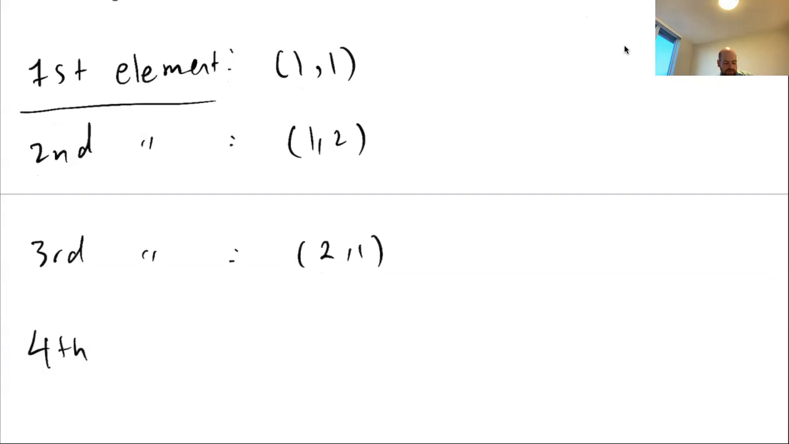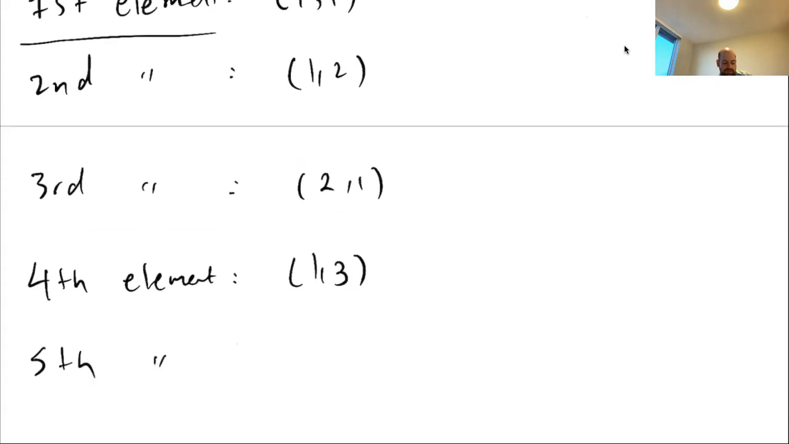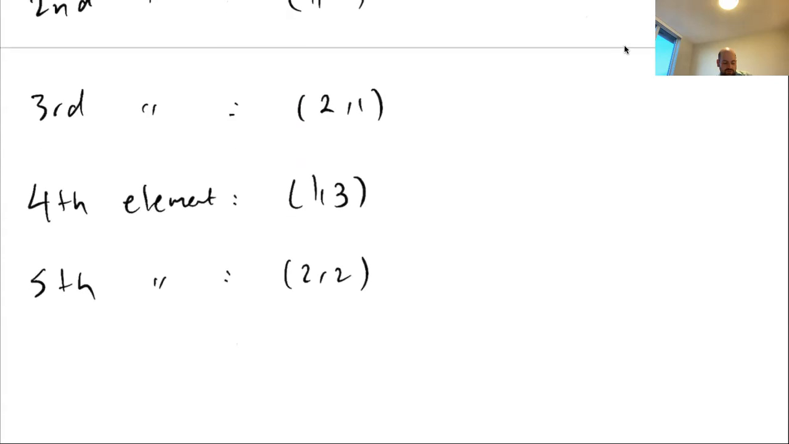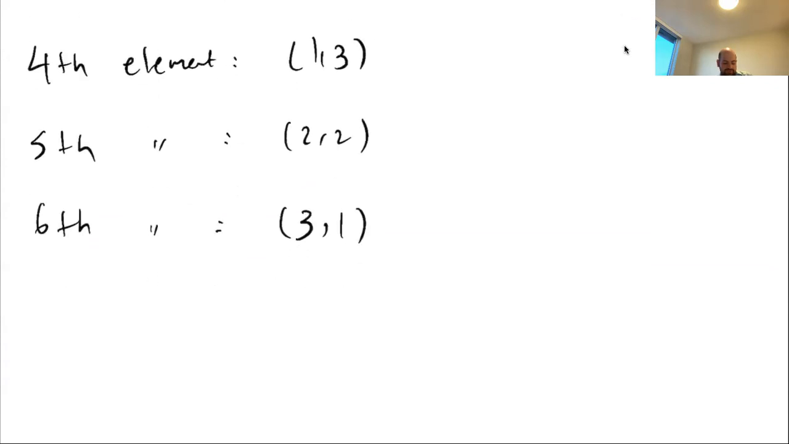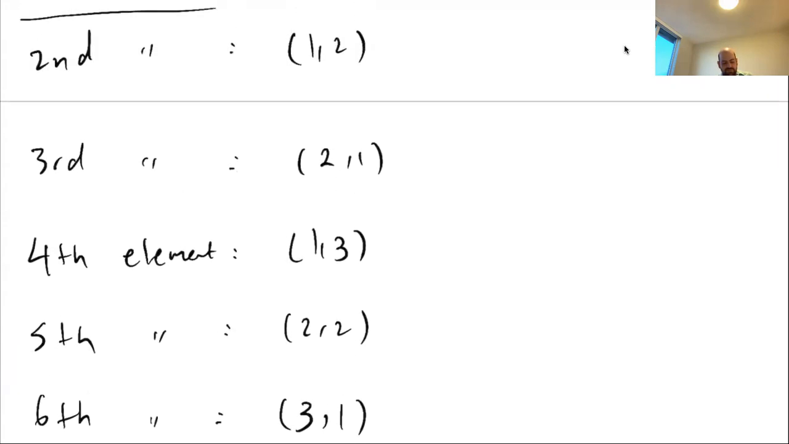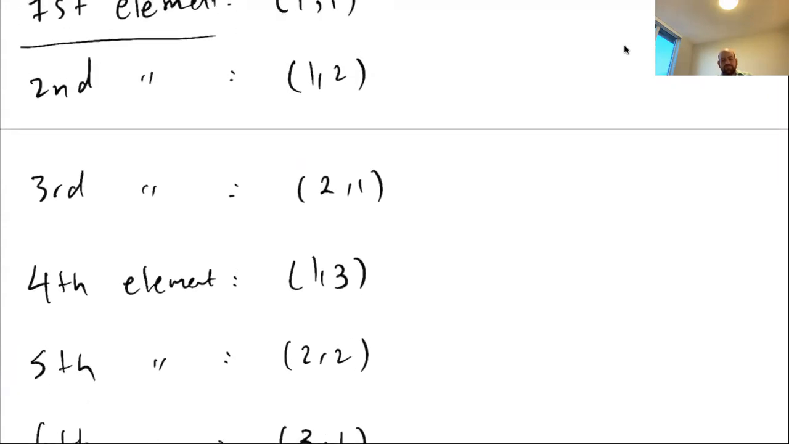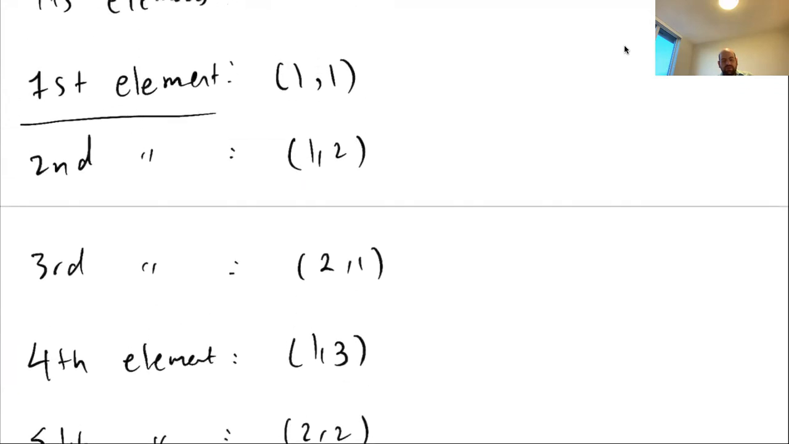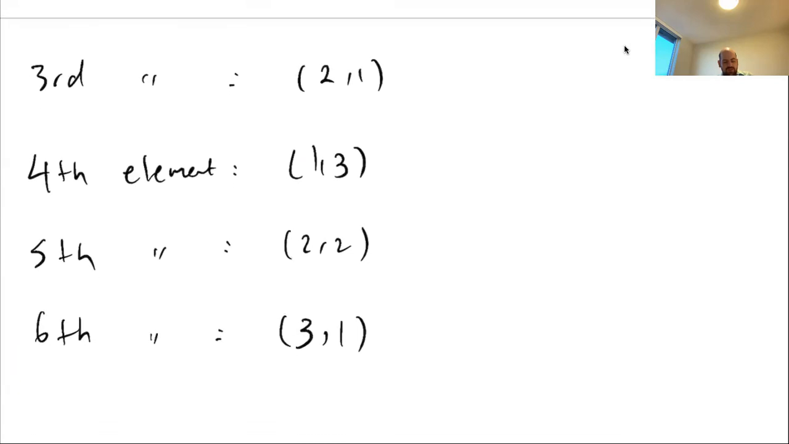Then fourth element, I want to say (1, 3). Fifth element, I want to say (2, 2). Sixth element, (3, 1). Do you see the pattern? How I'm listing them? The first one, (1, 1), then (1, 2), (2, 1), then (1, 3), (2, 2), (3, 1).